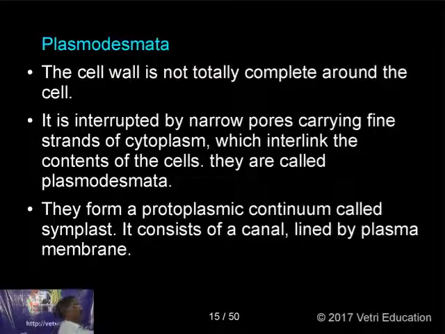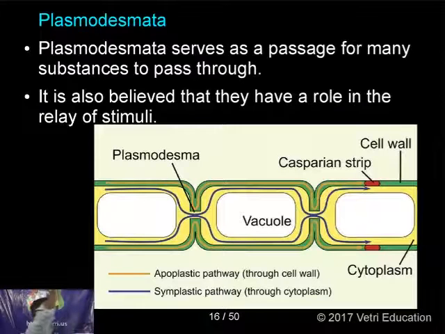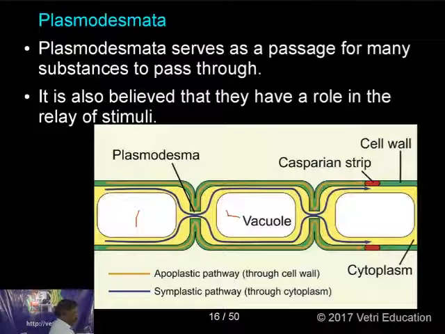Now you can see the plasmodesmata. So here you can find this is a cell, this is another cell. Between the cells there are gaps in the cell wall. These are called the plasmodesmata, so that there is a continuation of the cytoplasm from one cell to another cell. Plasmodesmata serve as a passage for many substances to pass through. It is also believed that they have a role in the relay of stimuli, that is, they pass the stimulus from one cell to another cell.